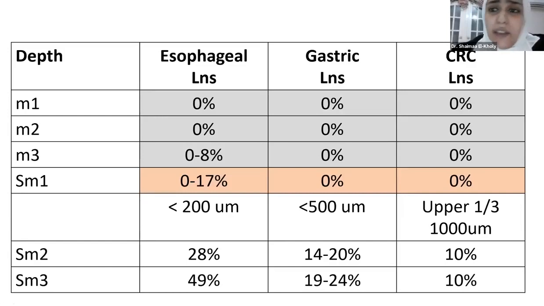So if we classify the indications here, we will find that in esophageal cancer, M1 and M2 are just an absolute indication. But when it comes to M3 and SM1, it's a relative indication.